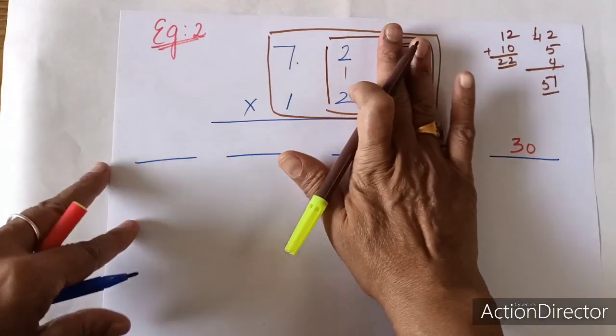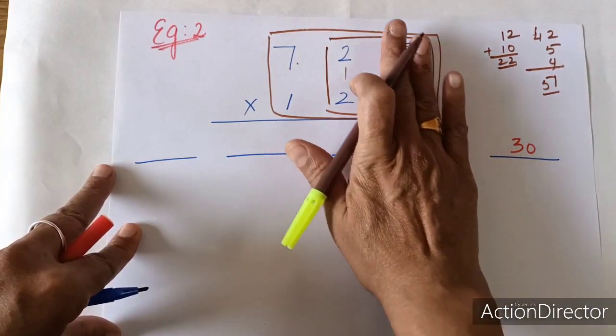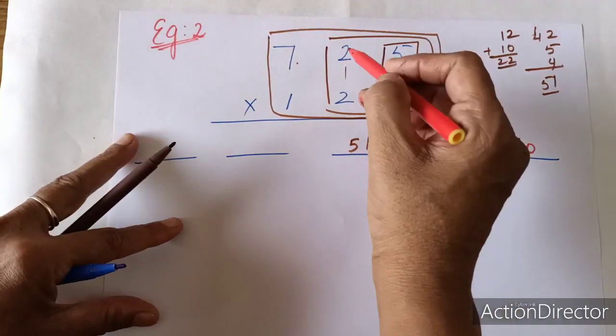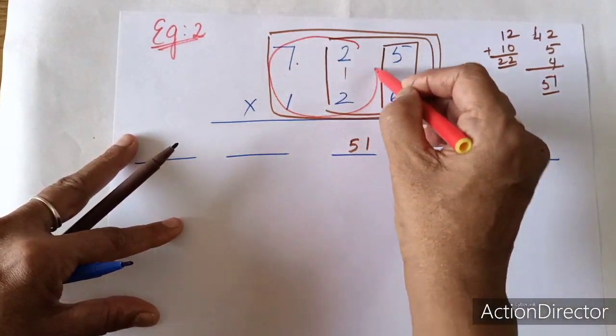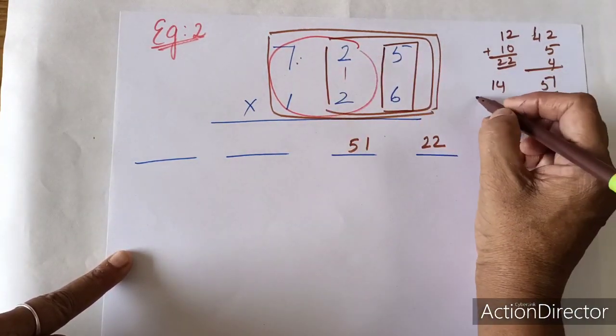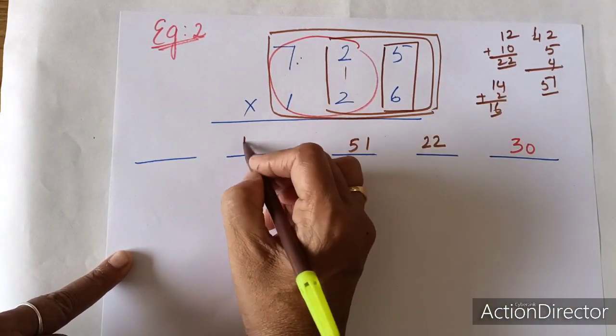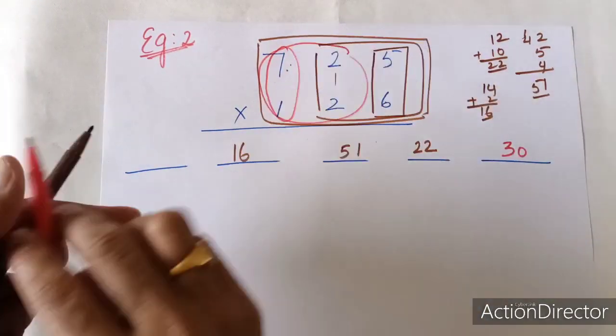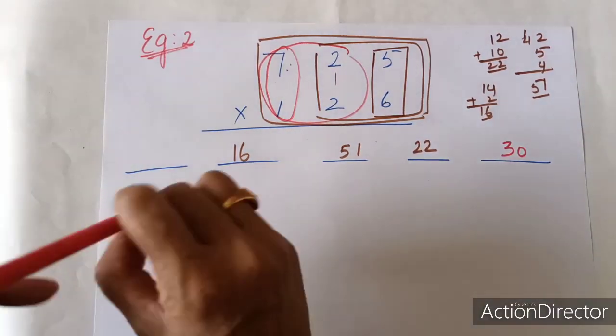Next, leave this. Once all the digits are completed, now I am going to leave this. I will be doing only this one now. So you can block it like this. So you can do 7 2s are 14 plus 2, so it is 16. Next, the last one is this. 7 1s are 7.